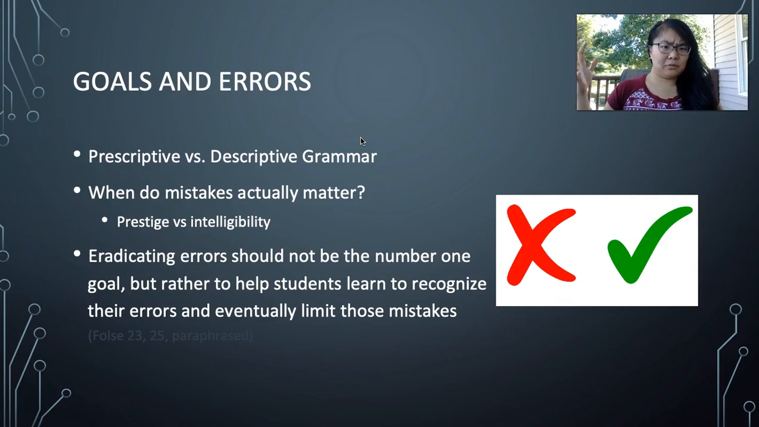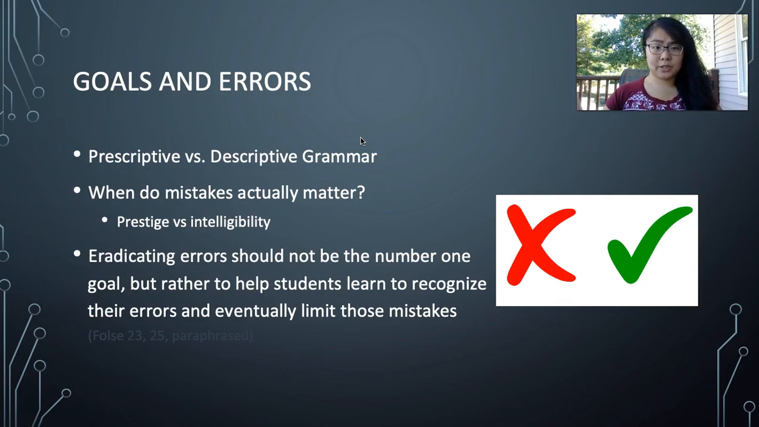A descriptive grammar approach might be a bit more utilitarian, of like, well, as long as they can tell what I mean, as long as what I say is intelligible, able to be comprehended, then it's not a big deal. Versus, yeah, so just balancing these factors. So eradicating or getting rid of zero errors.